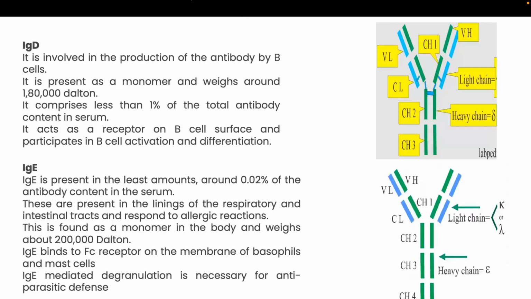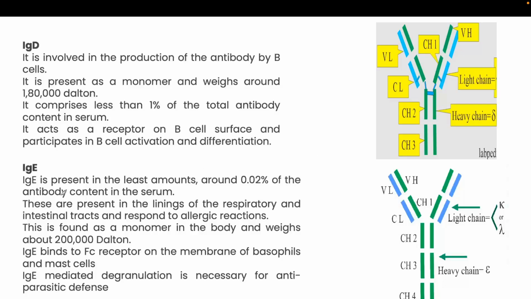Then you have IgD. IgD is involved in the production of antibody by B cells. It is present as a monomer and weighs around 180,000 Dalton. It comprises less than 1% of the total antibody content in the serum. It acts as a receptor on the B cell surface and participates in B cell activation and differentiation. The biological function of IgD is not known, but it is present as a receptor molecule on the B cell surface, or you can say it is the B cell receptor.